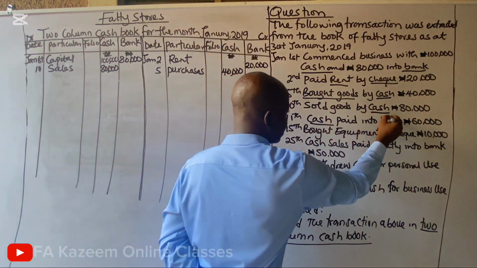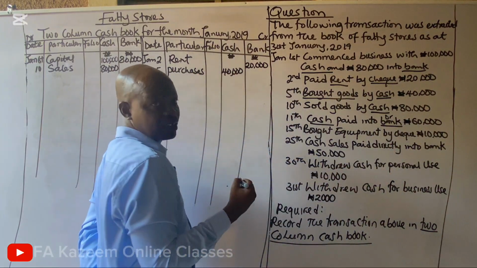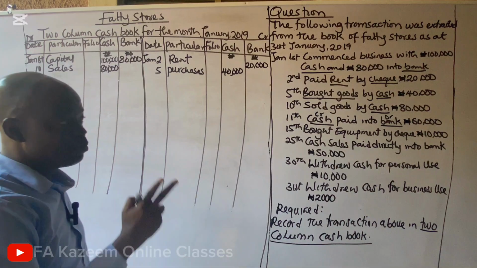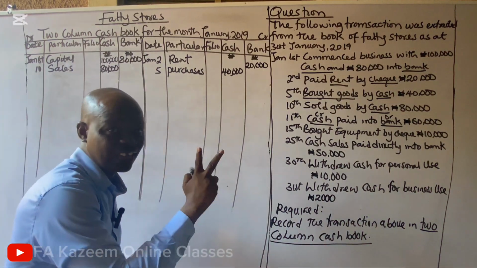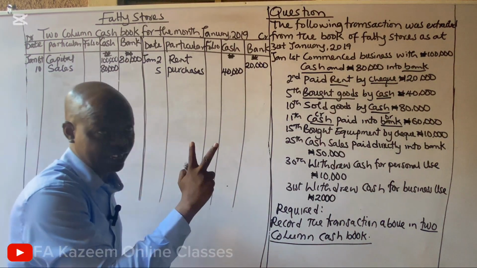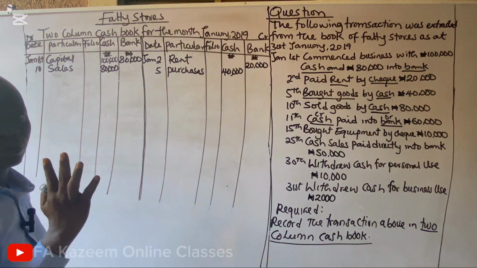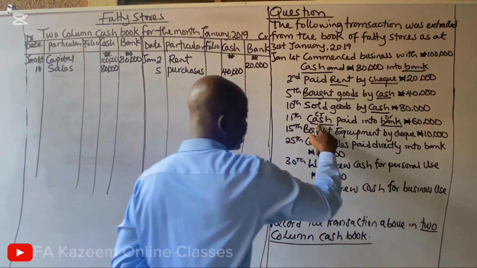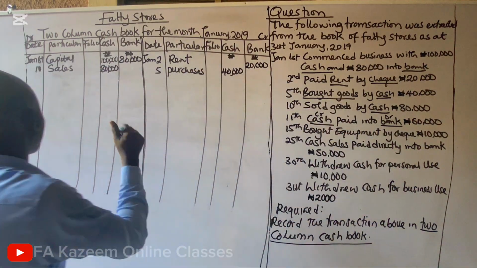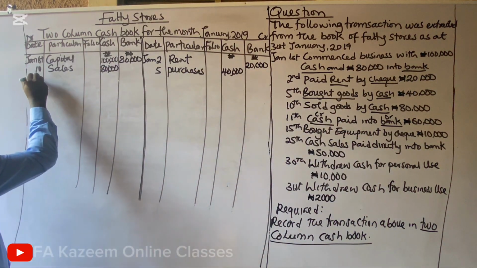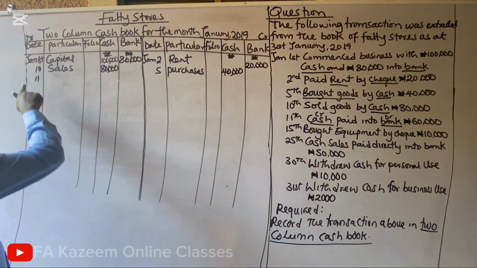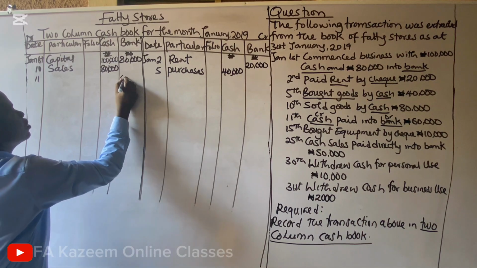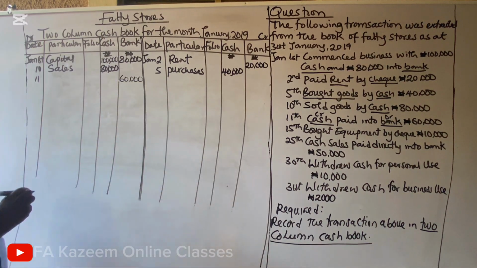Cash into bank. There's an inflow in the bank. Bank is debit. There's an outflow of cash. Cash is credit. Meaning this contra entry will be recorded twice. And that is the only transaction that can be recorded twice in any cash book. Only contra entry can be recorded twice. On the level is a contra entry. Cash paid into bank. Inflow into bank, 60,000.